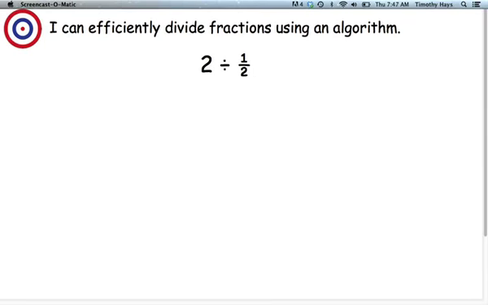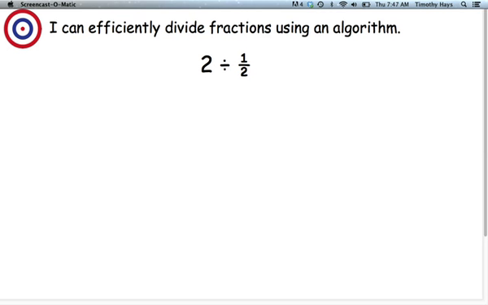Hey mathematicians, in this lesson we will be efficiently dividing fractions using the algorithm. We've already learned how to divide fractions using a model. Now we're going to use the algorithm, which is the step-by-step way to solve it.